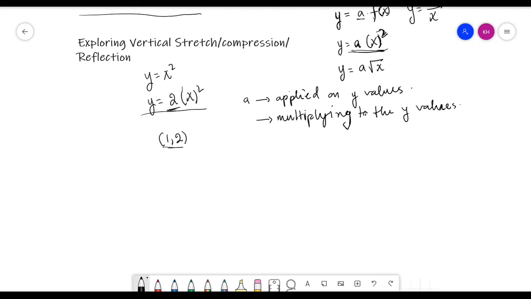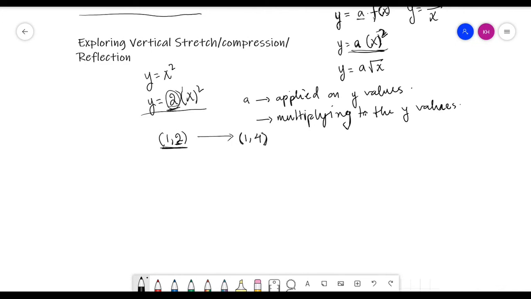So if we have an ordered pair over here, (1, 2), and we apply the transformation a equals 2, this is only going to affect the y value of the ordered pair. So my new ordered pair will be transformed into (1, 2 times 2 is 4), and the x value will be unchanged. So that's how you apply the a transformation. That is a vertical stretch, compression, or reflection.